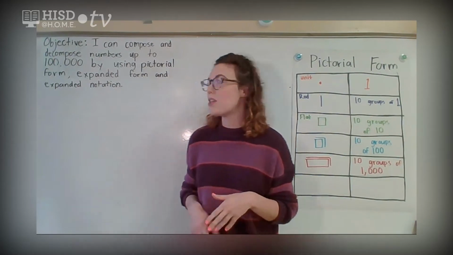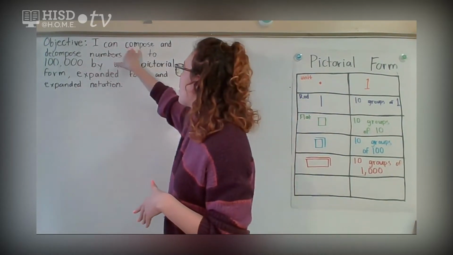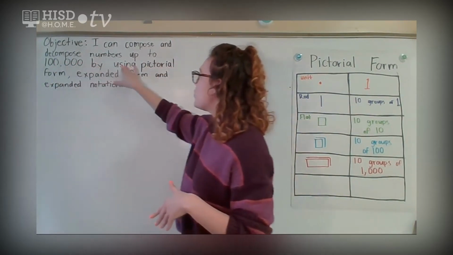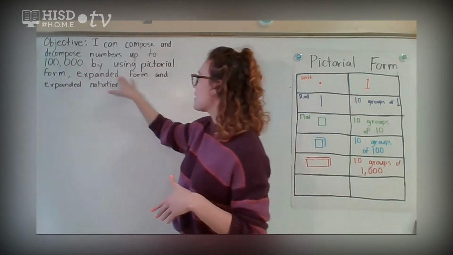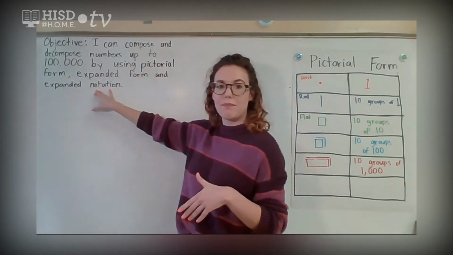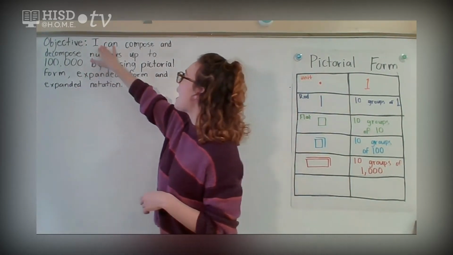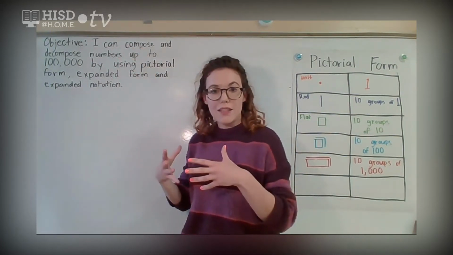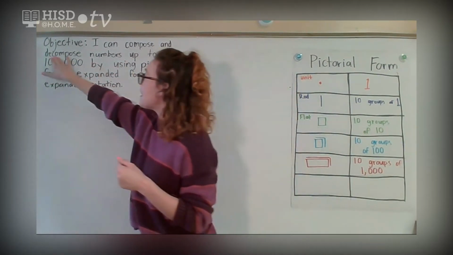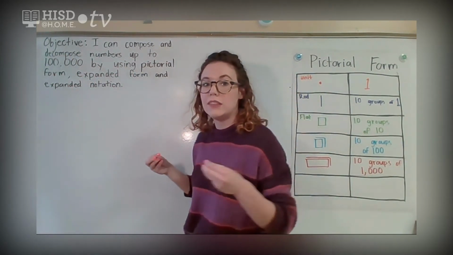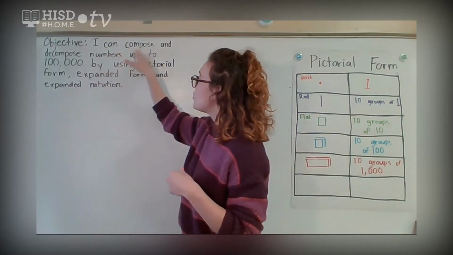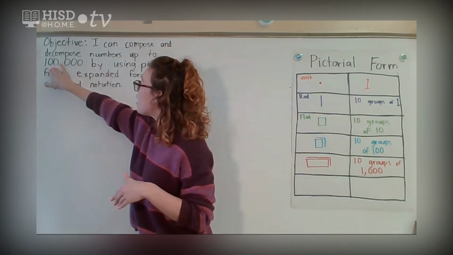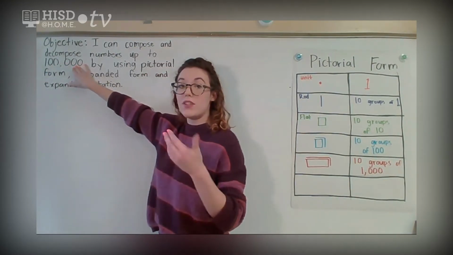Our objective today is I can compose and decompose numbers up to 100,000 by using pictorial form, expanded form, and expanded notation. Let's do that again. I can compose. Remember, compose means to build something, to create it, put it together, and decompose, which means to break it apart, numbers up to 100,000. Let's say that again together.